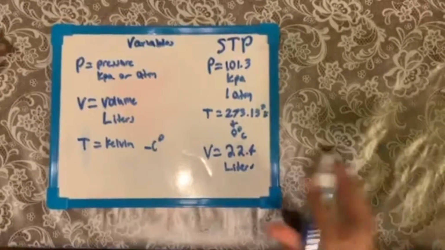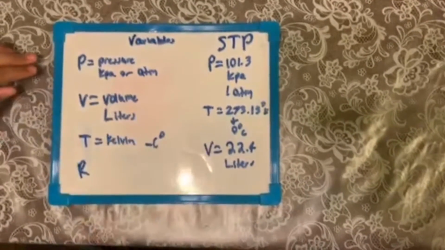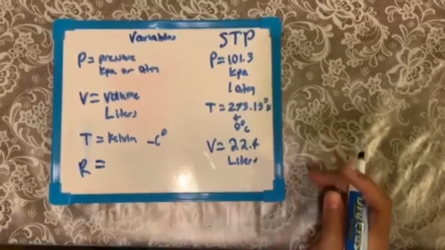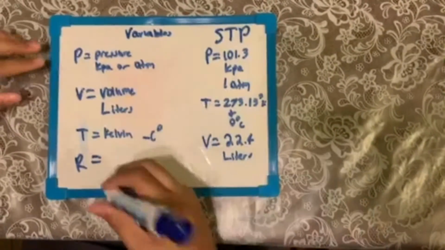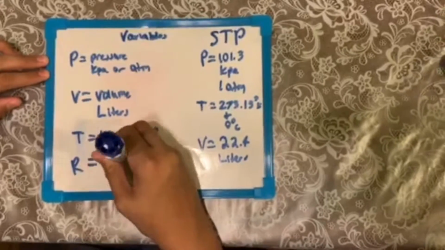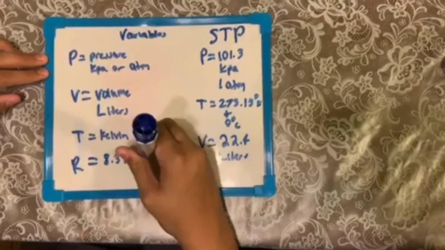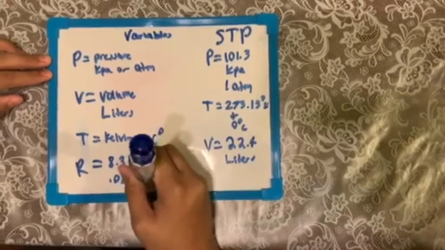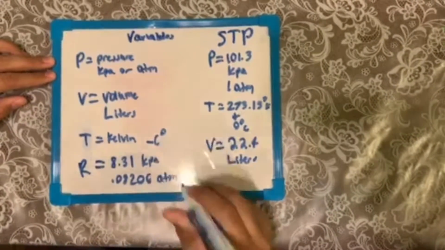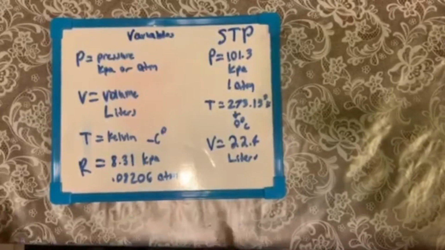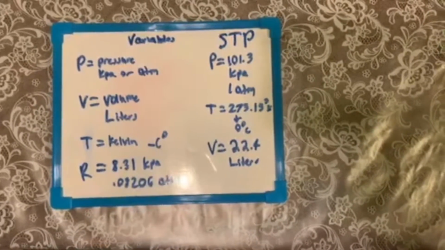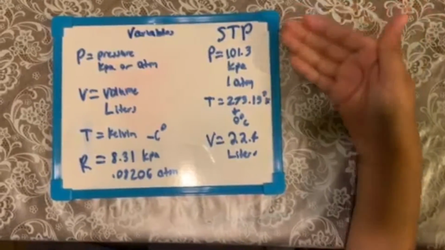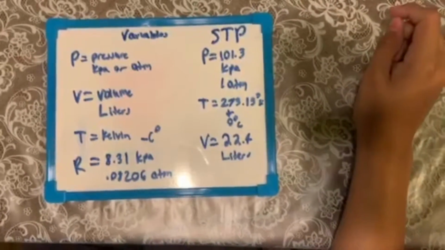Another thing to take into account is the R value. The R value is more useful for the ideal gas law, but for kPa it is 8.31, and for atm it is 0.08206. So these are the variables you want to use when you're dealing with gas laws. And if there's a question asking for STP, these are the things you want to keep in mind.